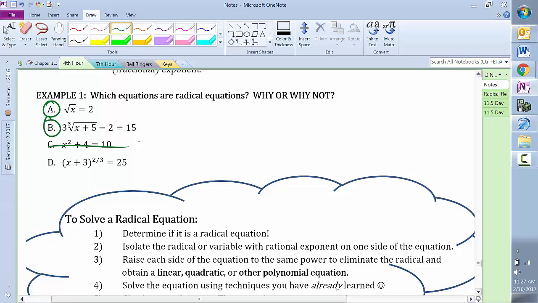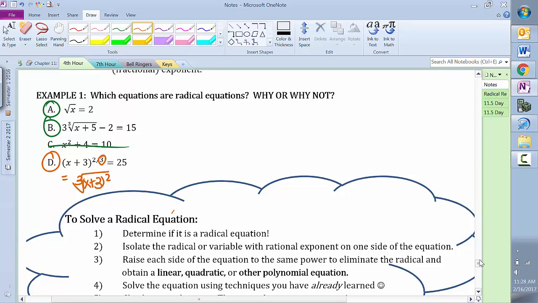So it doesn't look like there's physically a radical there. But remember what we learned in the very beginning of this chapter. If there's x plus 3 raised to a fraction, this really means the cube root of x plus 3 squared. Remember when we did those conversions from one to the other? So yes, D is a radical equation. Any questions?